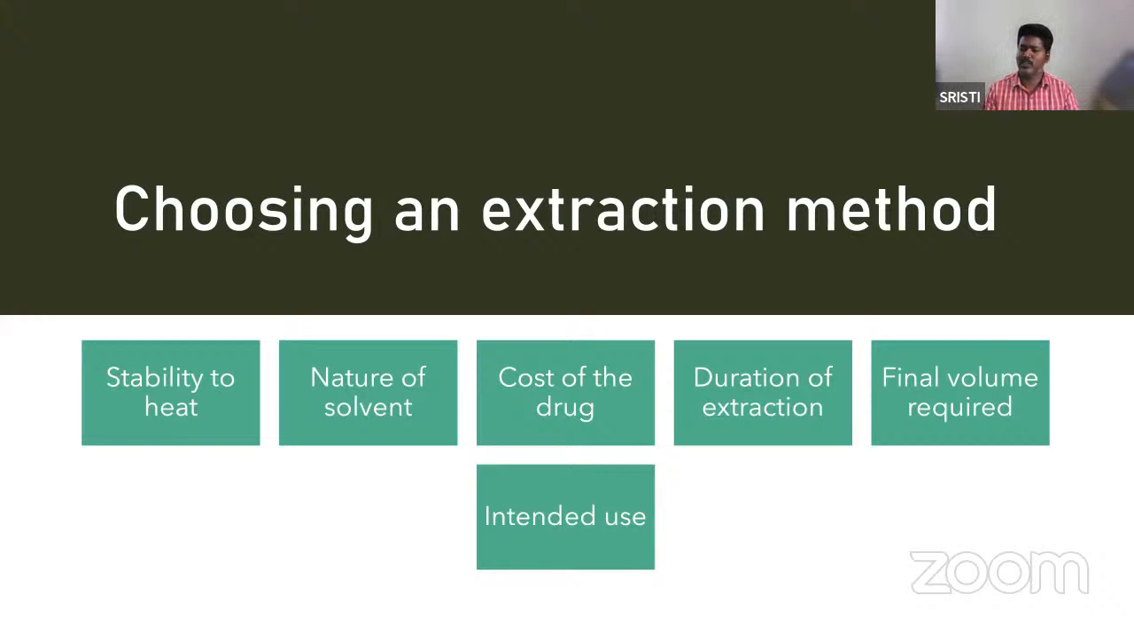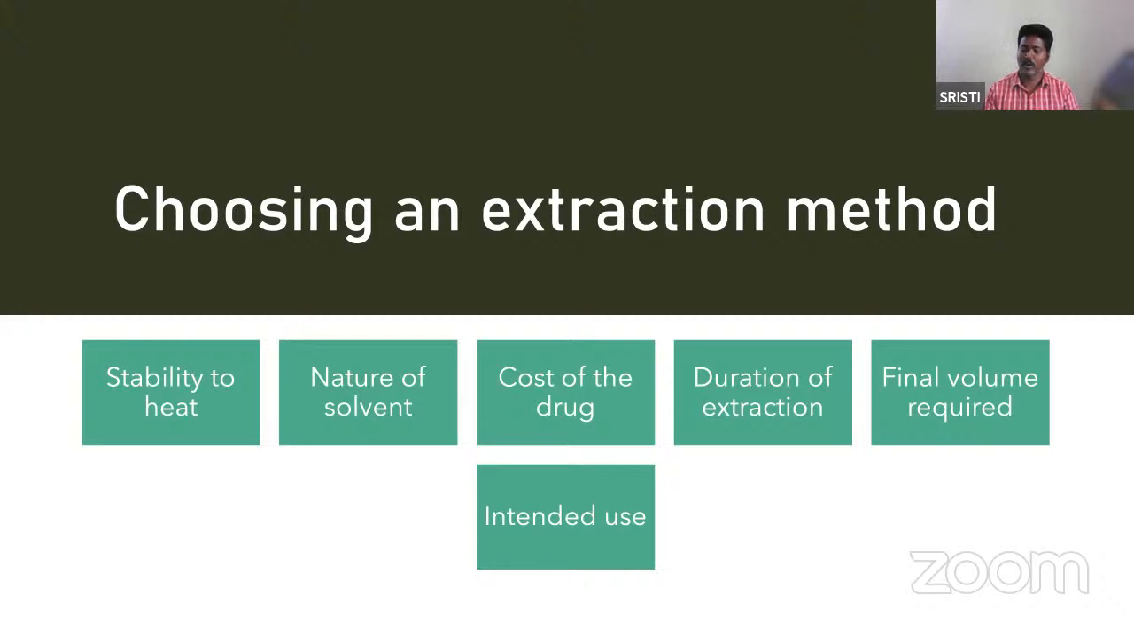Some compounds can be extracted in a very short time, like with ultrasonic extraction, where in about 30 minutes you can get a compound fraction extract. But in maceration you have to wait for 4 days. So depending upon the compound you are planning to extract, the duration of your extraction method is also a major factor.